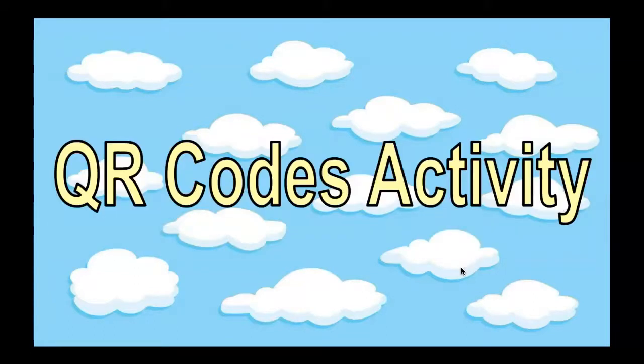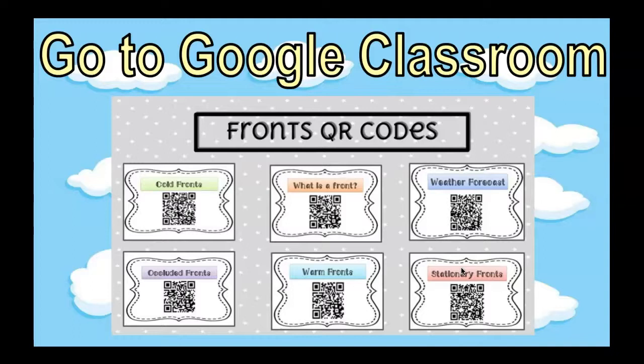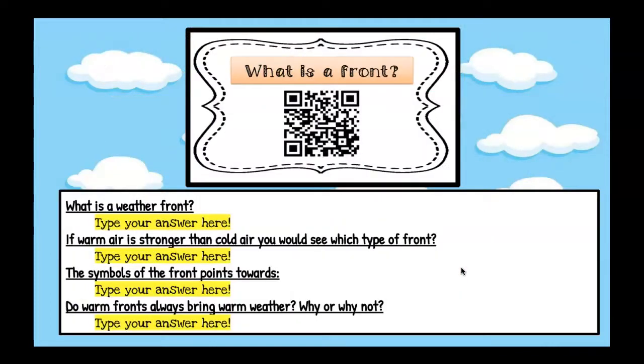So for today, I told you we'd be doing the QR codes activity, and you can find it under the classwork tab in Google Classroom. To open up a copy of yours, all you have to do is click classwork and then go to the fronts QR codes activity. I've put that activity in this presentation so that you can see what each slide looks like.